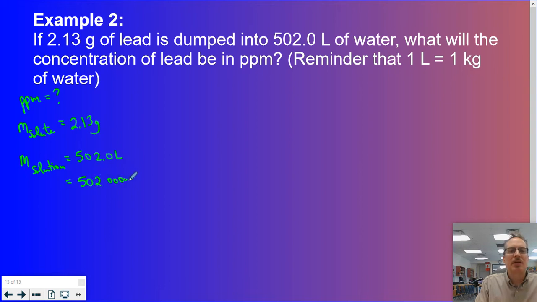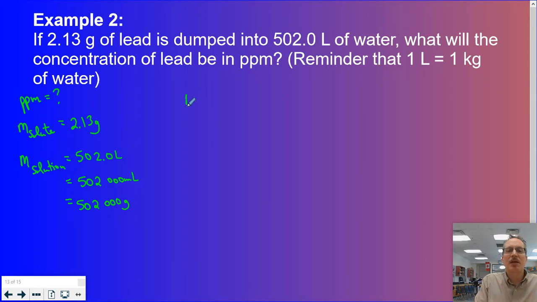Now, we know this value is 502,000 milliliters. And since 1 milliliter equals 1 gram, we know this is 502,000 grams. Now, they told us 1 liter equals 1 kilogram. So again, we could have done it that way. I think most of us, 1 milliliter equals 1 gram of water. So we easily changed to milliliters, then we changed to grams.